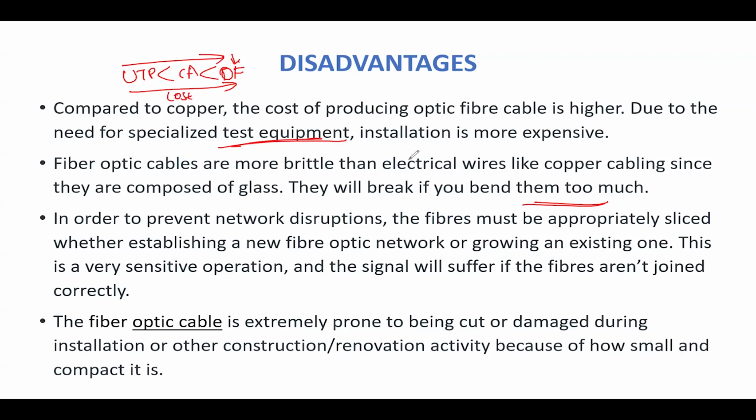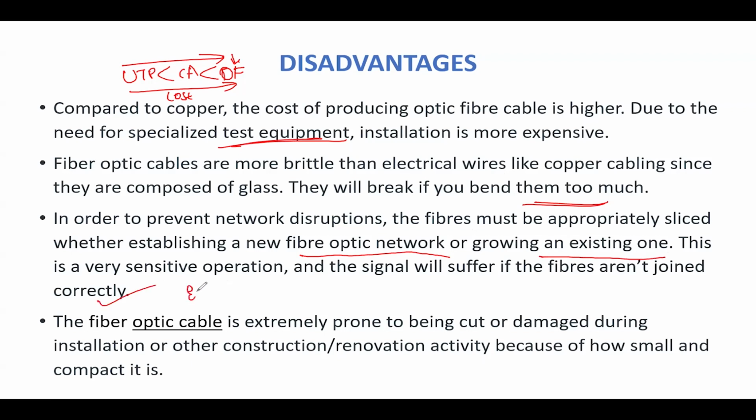Fiber optic cables are more brittle than electrical wires like copper cables. Since they are composed of glass, they will break if you bend them too much. So they are not very flexible. In order to prevent network disruption, the fibers must be appropriately spliced, whether establishing a new fiber optic network or growing an existing one. This is a very sensitive operation and the signal will suffer if the fibers aren't joined correctly.